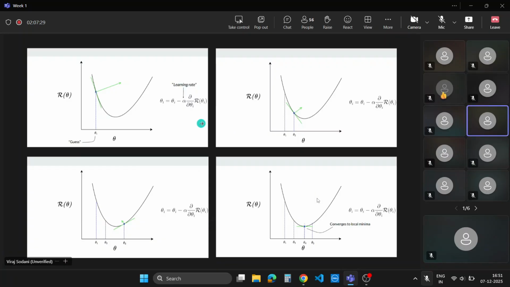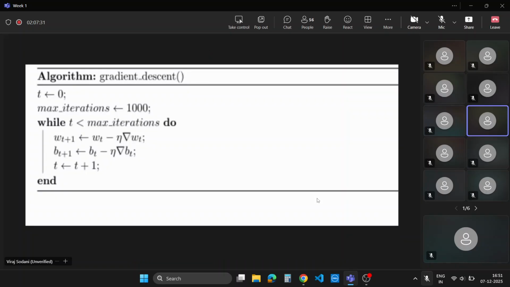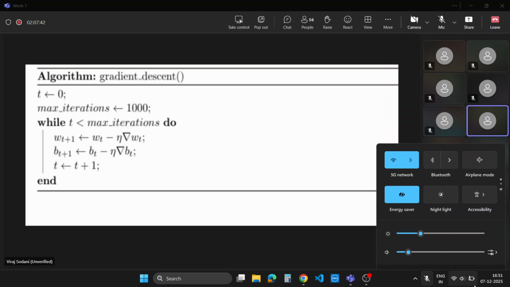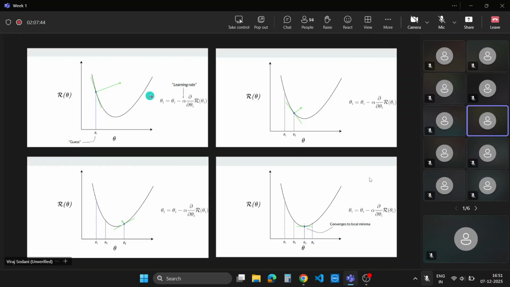So why does this work? Like you have just implemented gradient descent, not exact code, but you obviously know the algorithm. So if you know the algorithm, you can always get the code for it. So why does this work? Here's a depiction for the same. R theta is nothing but the loss function.